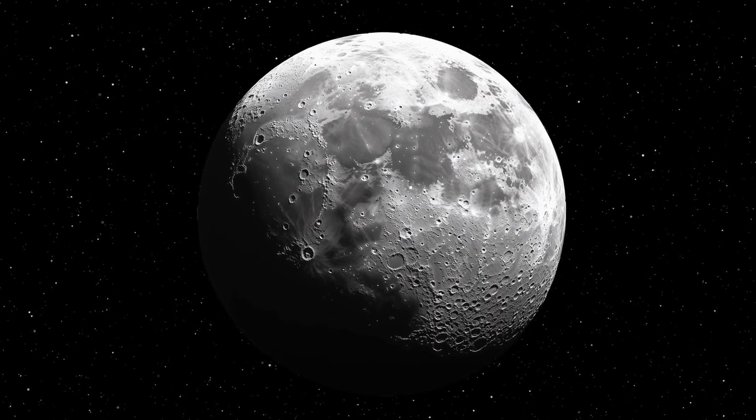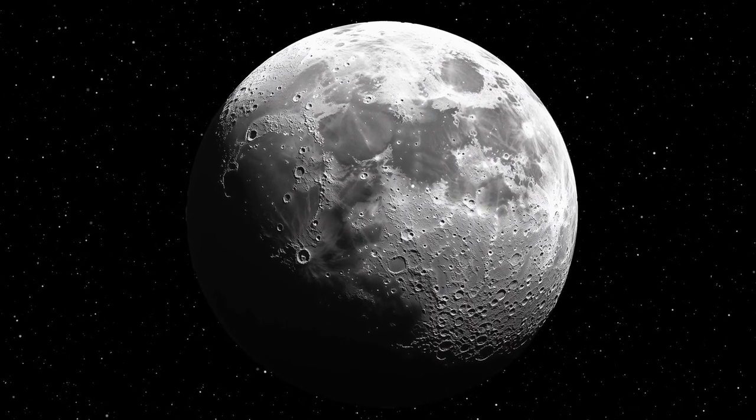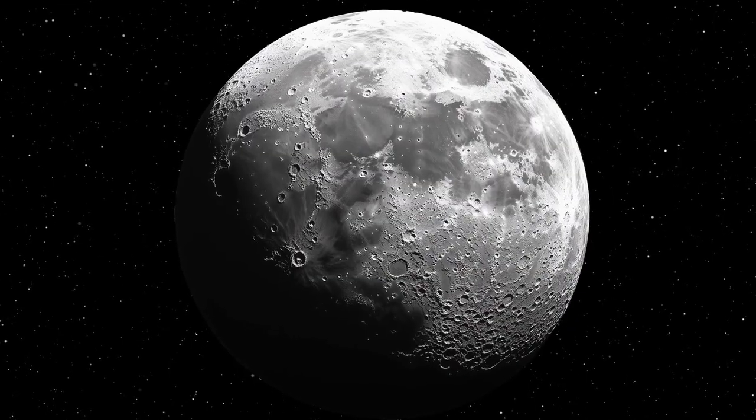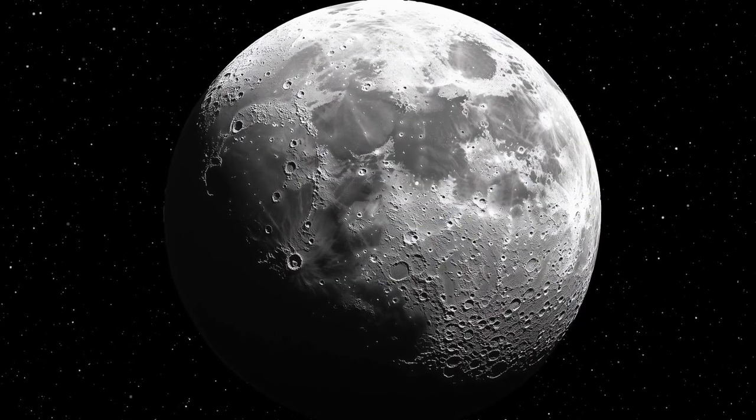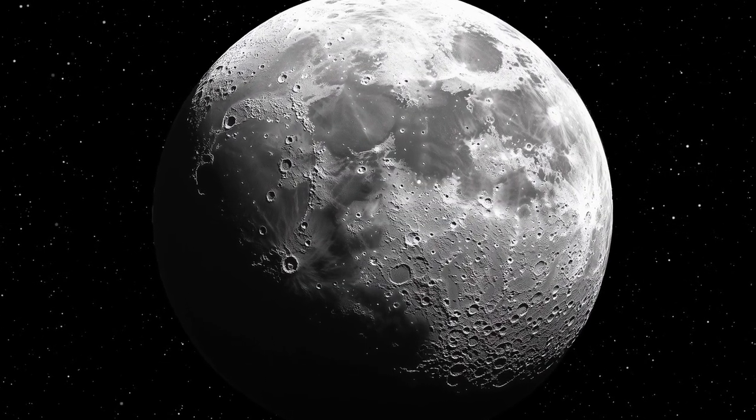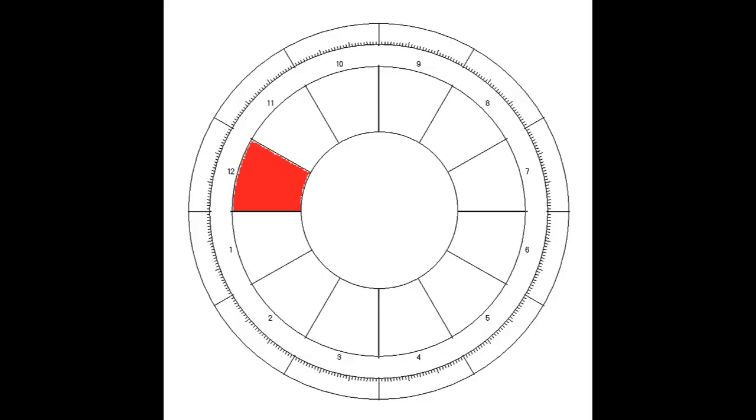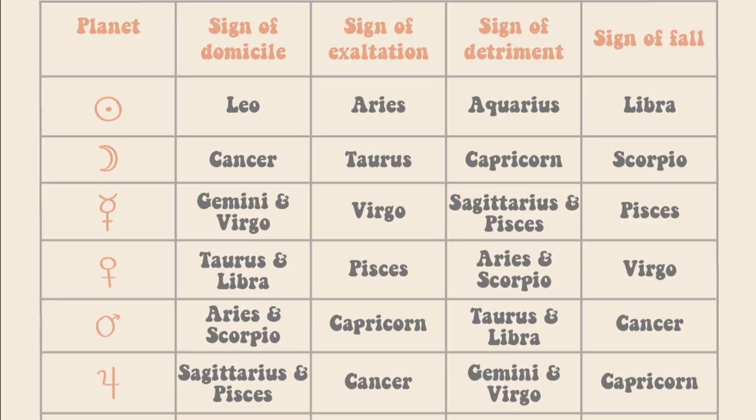Common mistakes made in interpretation: ignoring Moon phases or speed, which can mislead timing. Overlooking the 12th house, so you can miss hidden challenges. Forgetting dignity. Weak planets can fail despite good aspects.